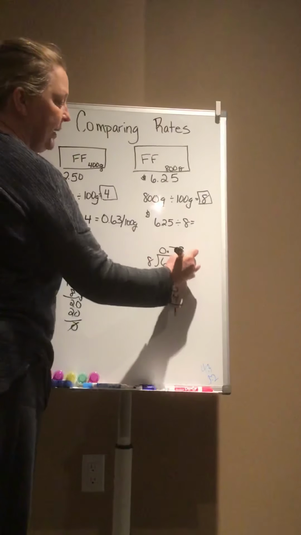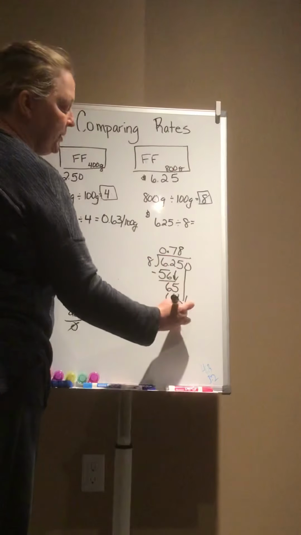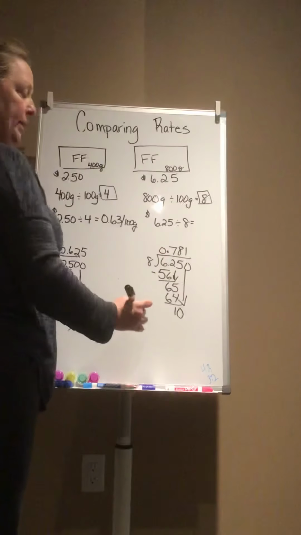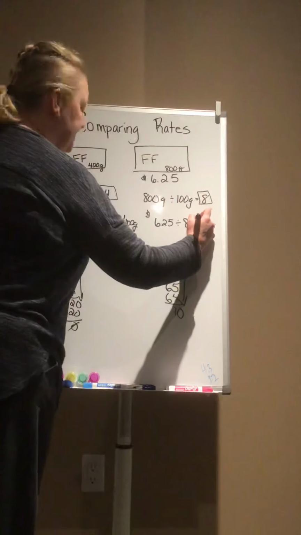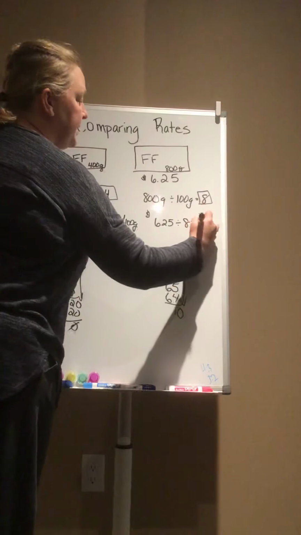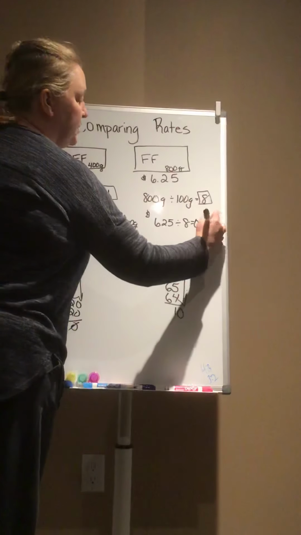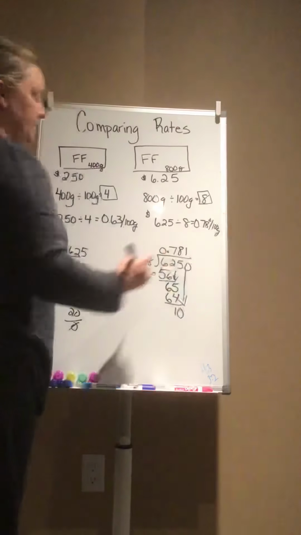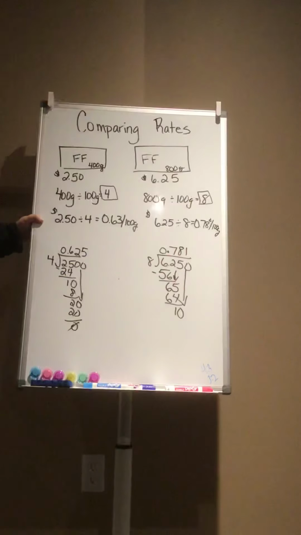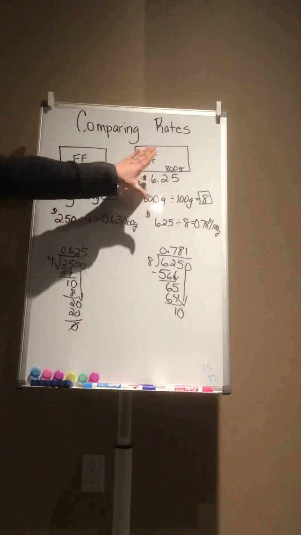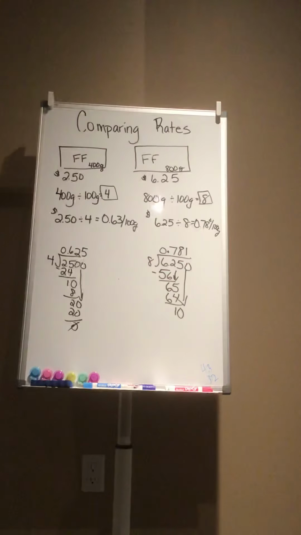I have 1, and again, I want to go one more place. 0 goes in 1 time. So the price for these French fries is 78 cents per 100 grams. So I'm actually better off to buy 2 of these bags of French fries than I am to buy 1 of the big bags. So it's really good math to know when we're trying to budget and figure things out.